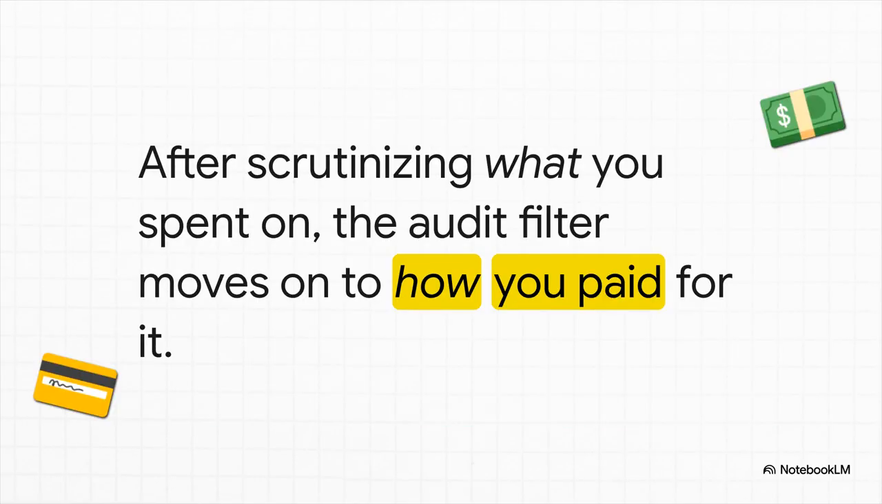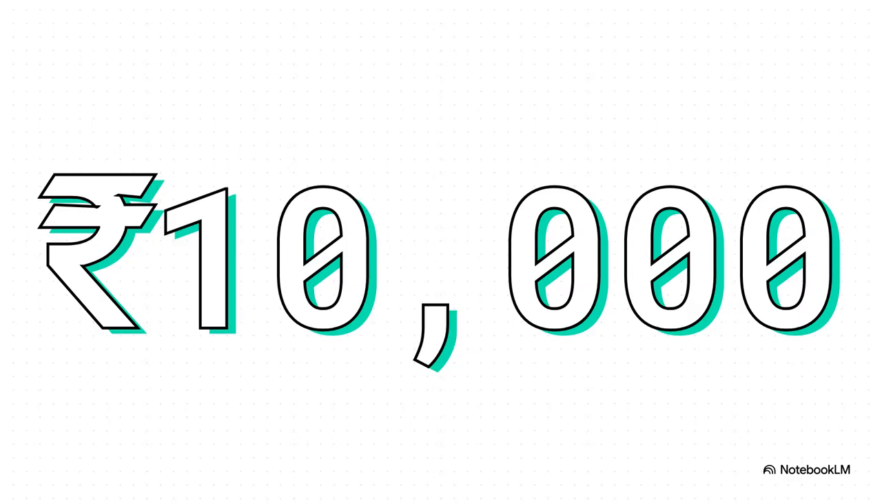But it's not just what you spent money on. After that, the audit filter gets really interested in how you paid for it. Believe it or not, your payment method is a huge deal under tax law. Get this number into your head. 10,000 rupees. It sounds like a small amount, right? But it has absolutely massive consequences.